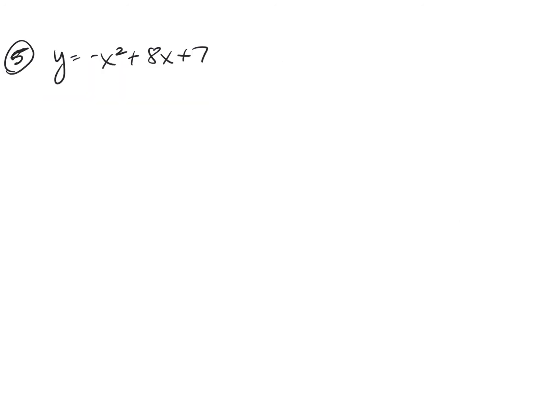Feel free to pause the video and try this one on your own, but if you're not sure, here we go. I am again going to take out that negative right there. The negative 1 is what I'm taking out. So it's x squared minus 8x plus the 7. Okay, now we're going to complete the square. Copy, copy, cut, square it, bring down the plus 7.